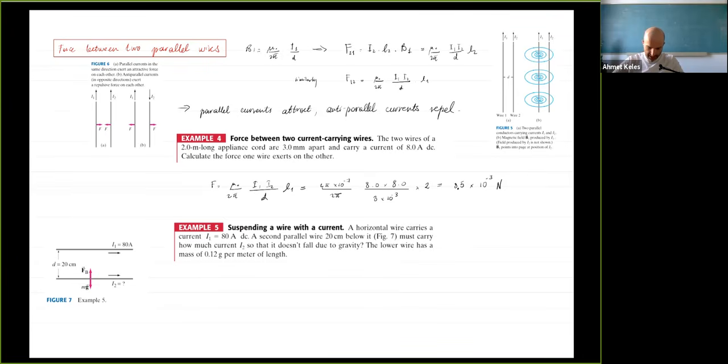In a reasonable setting, with reasonable lengths and reasonable currents, that's the order of magnitude of force we are talking about. And this force is, of course, measurable very precisely.